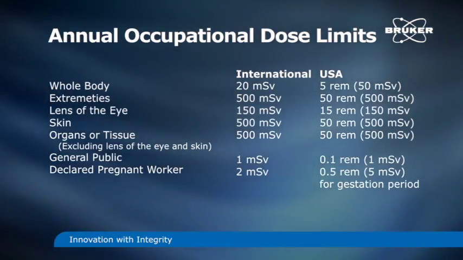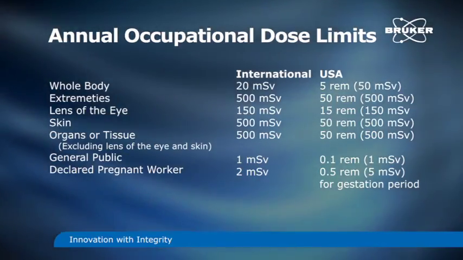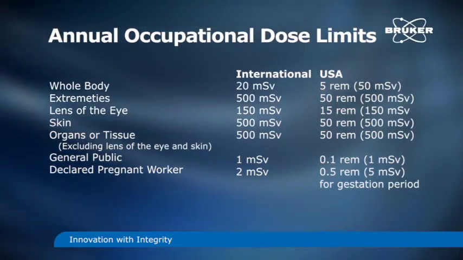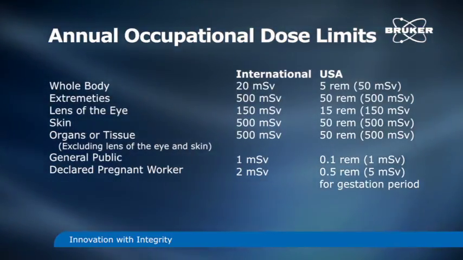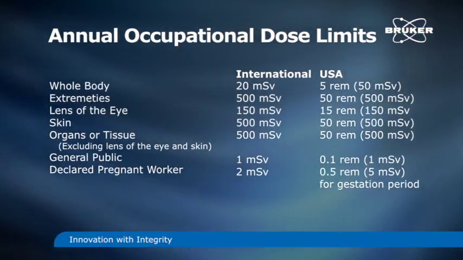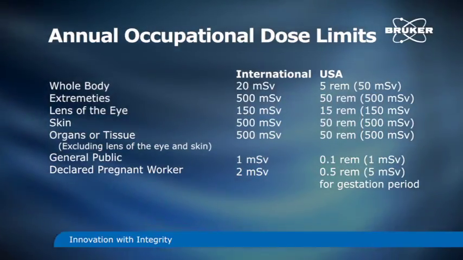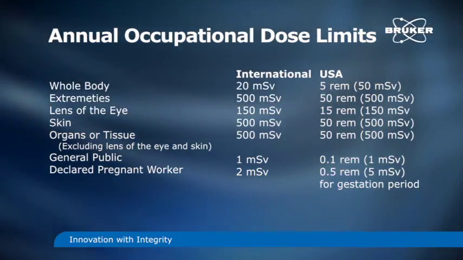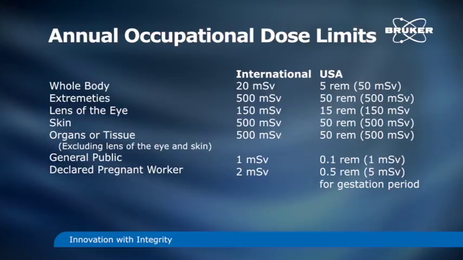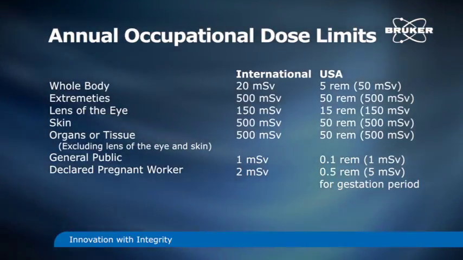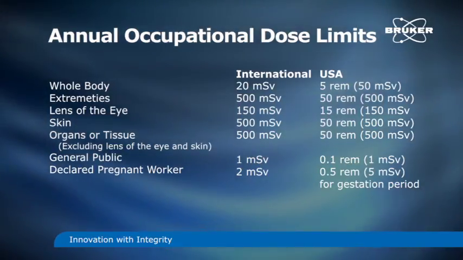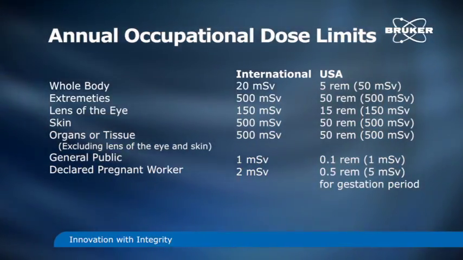In the U.S., the maximum dose allowed to a radiation worker is 5 rem per year, or 5,000 millirem per year, to the whole body. The dose limit for extremities such as hands and arms, and the skin, is 50 rem per year, or 50,000 millirem per year. Members of the general public and minors are limited to 0.1 rem per year, or 100 millirem per year.